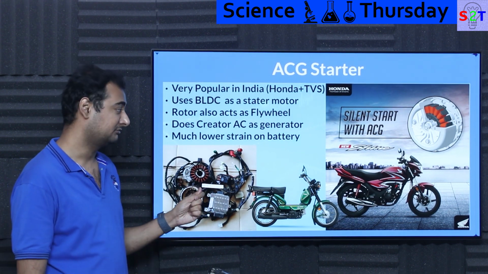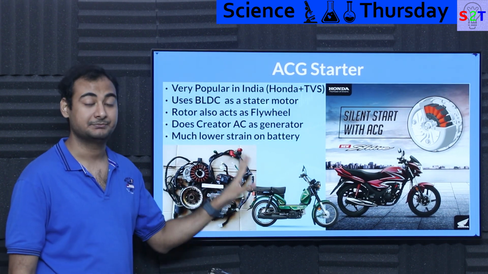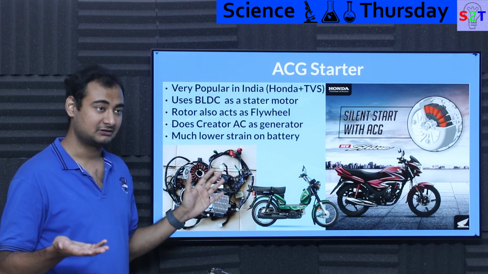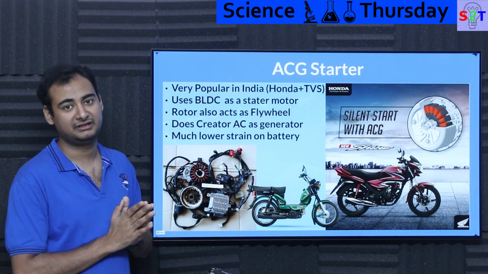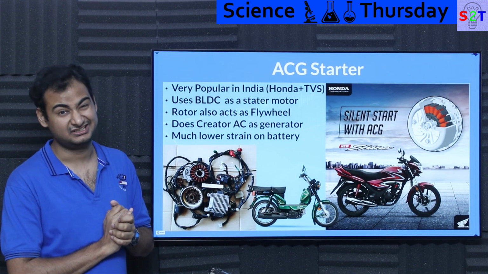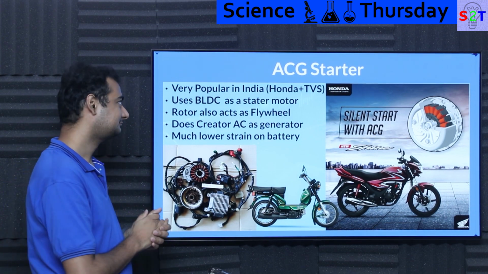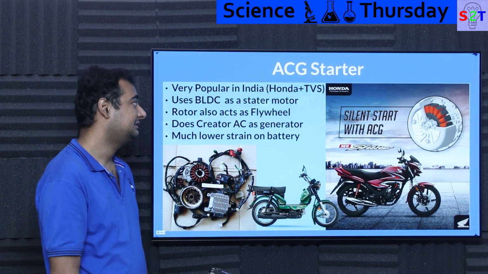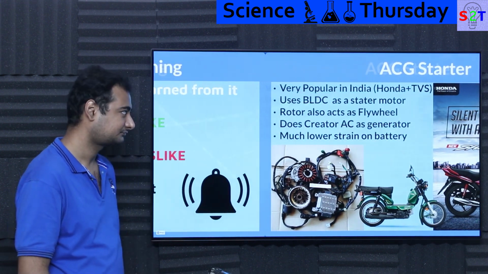That's why people are pouring a lot of money into this. Now be mindful, this is a two-wheeler system. There is a four-wheeler system also available, but they are right now very expensive, only available for luxury cars or Mercedes. So that's the ACG starter system.